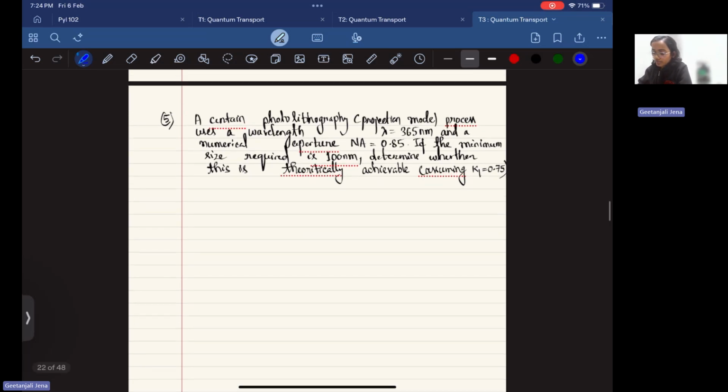So let me give you some time. Please try to solve it first. Then I will show you the detailed steps. It's quite easy if you know the relation between the minimum size and the parameters that are given, lambda and numerical aperture, then you can directly see whether it is possible to get a size of 100 nanometer or not. Try to solve it. I will show you the steps in the meantime.